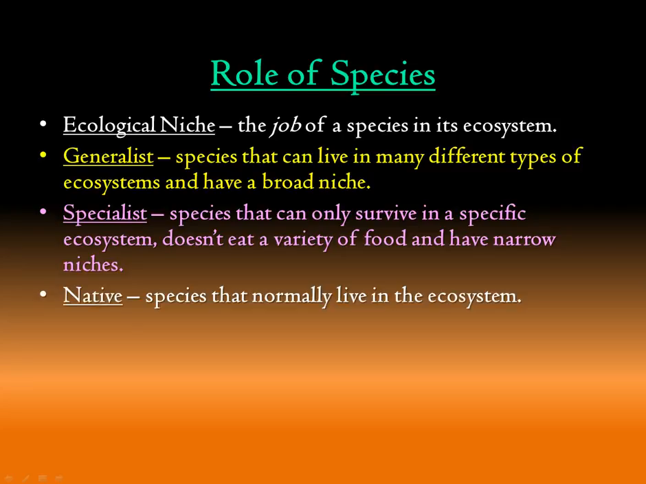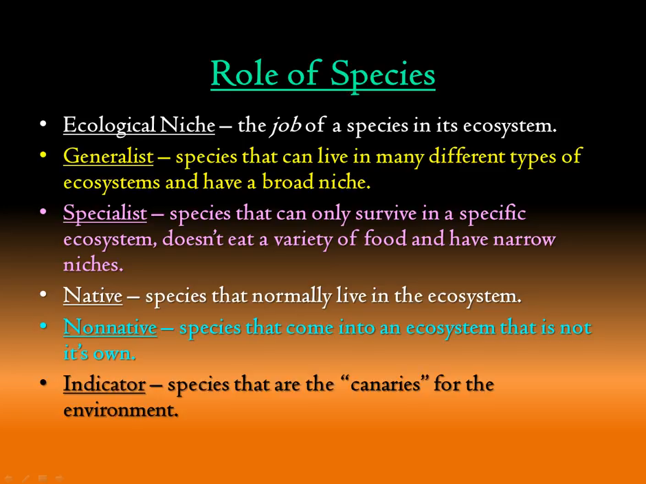Native species are ones that normally live in a particular biome, and then non-native or invader species come into an ecosystem that's not their own. We'll get more in depth on these two another day. Indicator species are canaries for the environment. Birds are the best example of this type of species. Birds can be found in every biome on Earth. So if a bird population is not doing well, that typically indicates that something has gone wrong in a particular biome or ecosystem. Indicator species give us a gauge of how healthy an environment is.